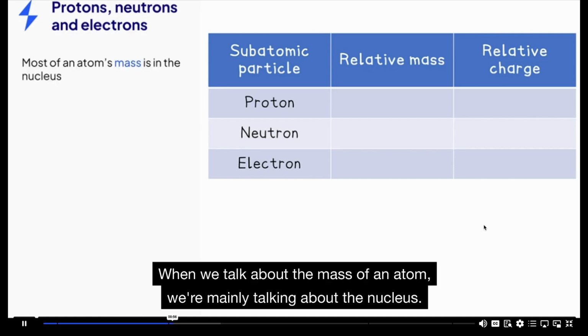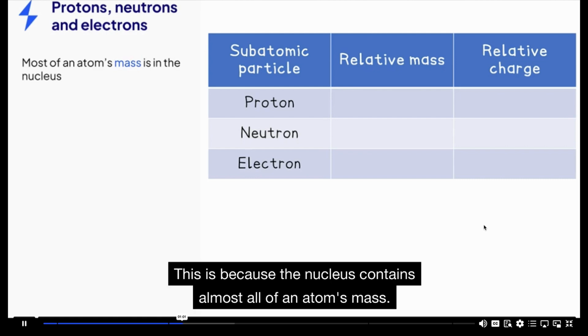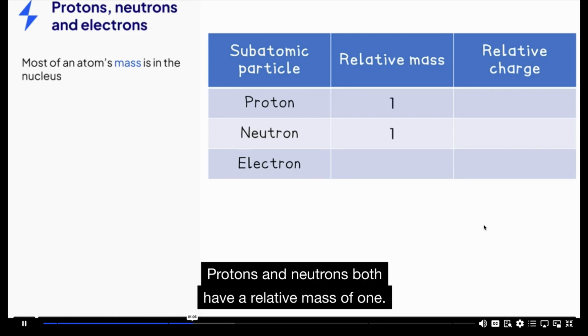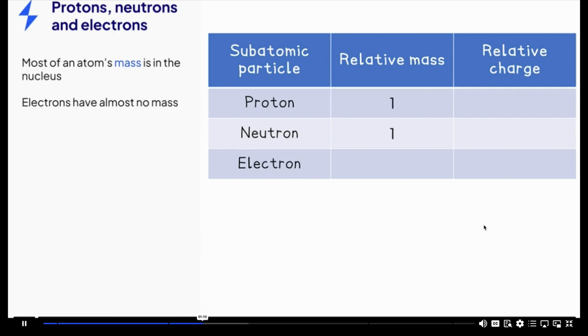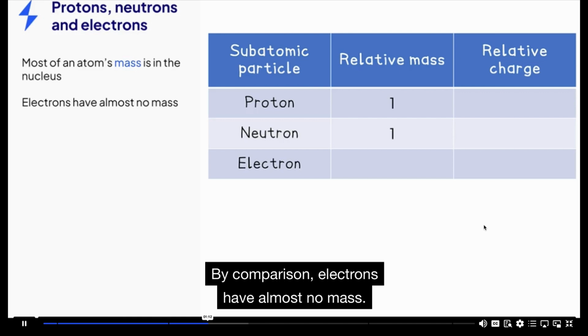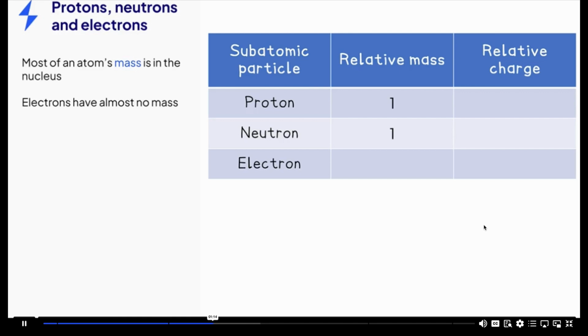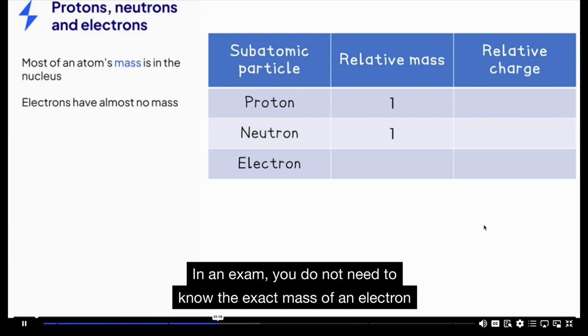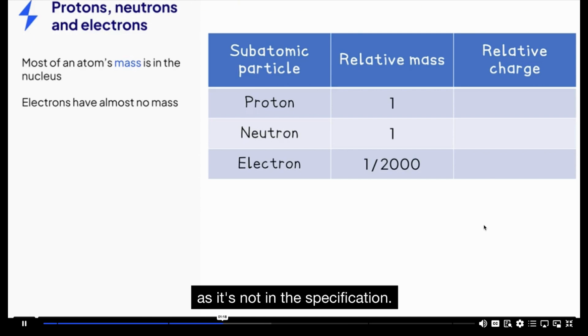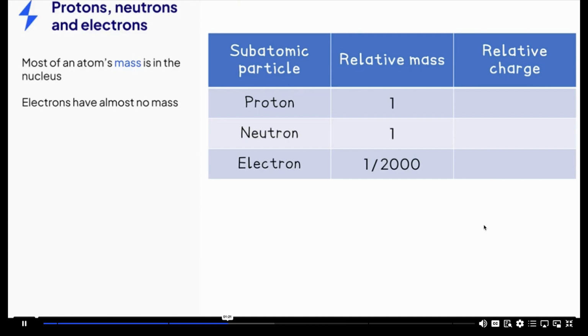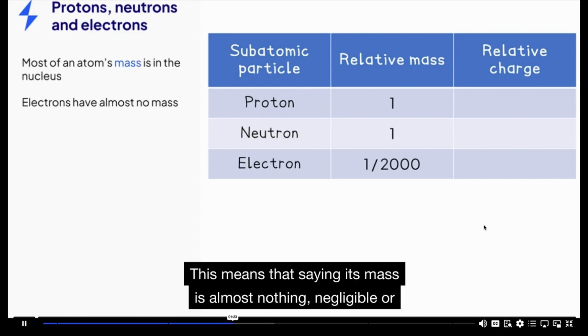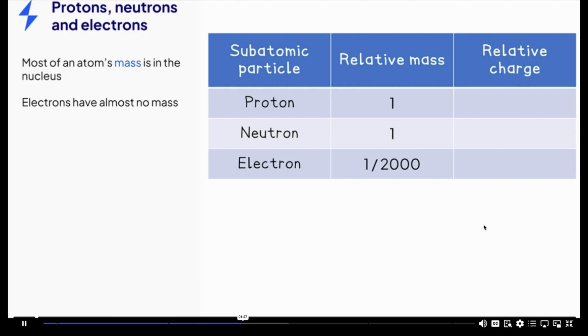So when we talk about the mass of an atom, we're mainly talking about the nucleus. This is because the nucleus contains almost all of an atom's mass. Protons and neutrons both have a relative mass of 1. By comparison, electrons have almost no mass. In an exam, you do not need to know the exact mass of an electron, as it's not in the specification. This means that saying its mass is almost nothing, negligible, or 0 will be enough for the mark.